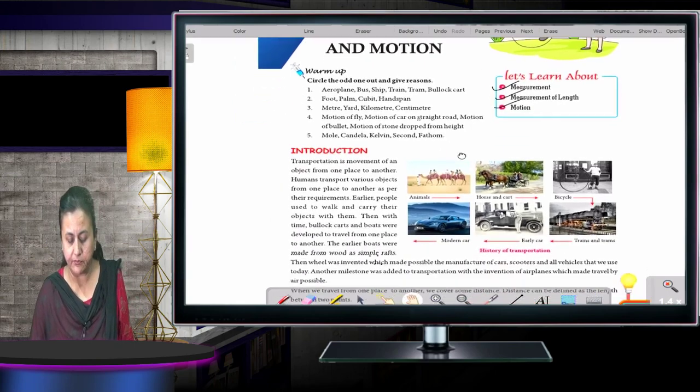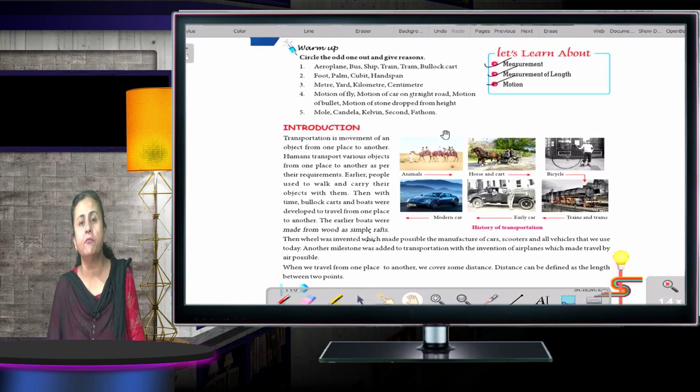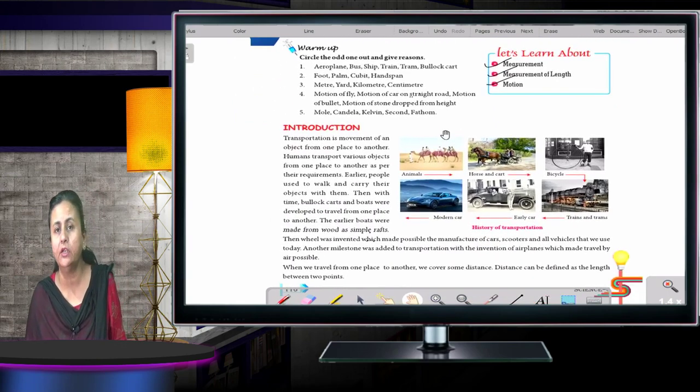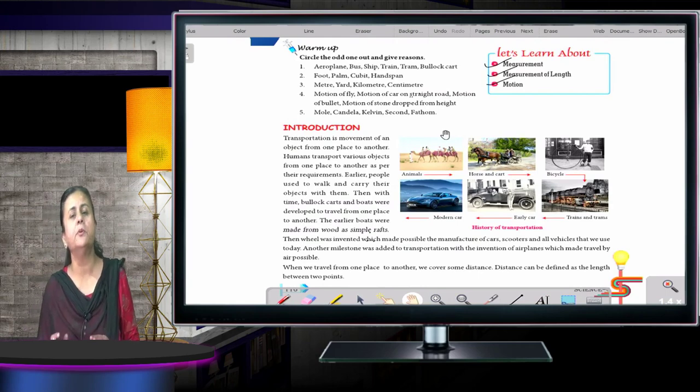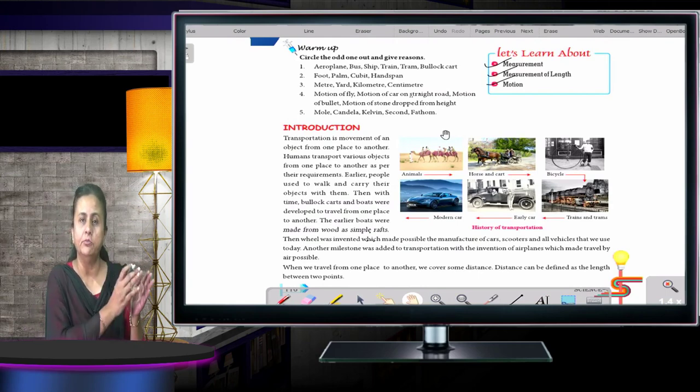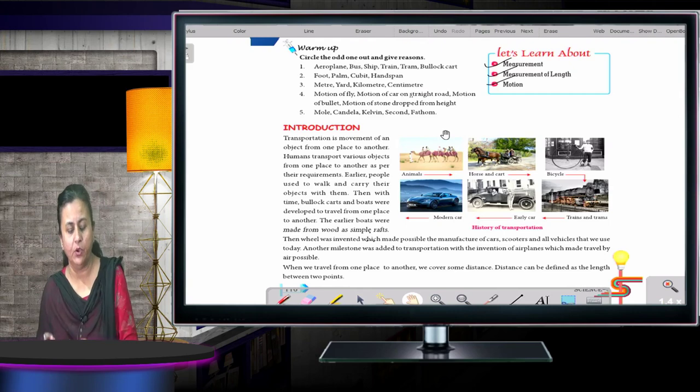See, what is transportation? First of all, you should know what is transportation. Transportation is movement of an object from one place to another. Now, let's start the chapter. Transportation is movement of an object from one place to another.